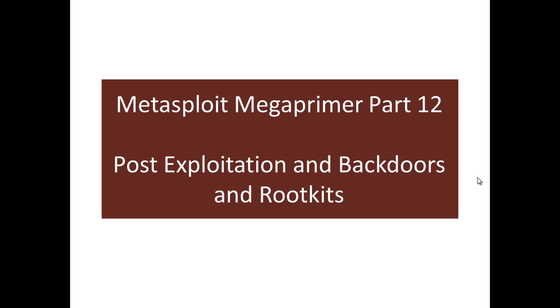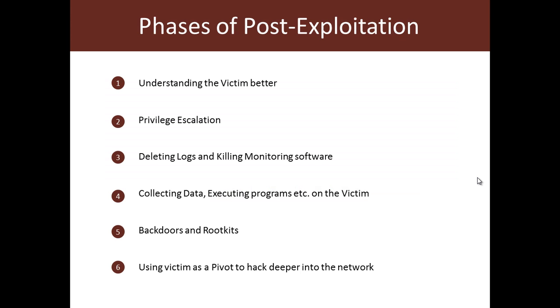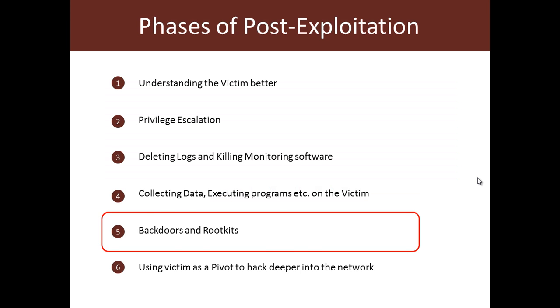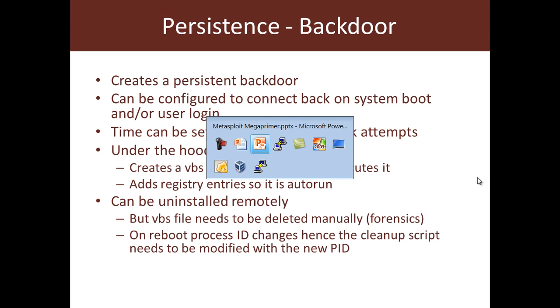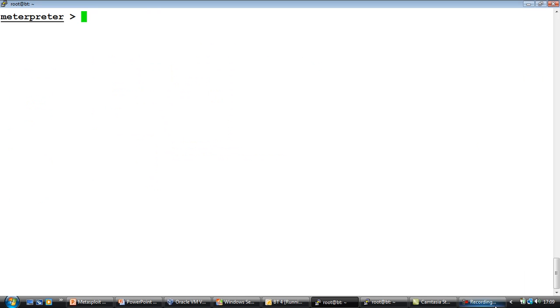In this video, we will look at how to install backdoors and also understand about rootkits in the post-exploitation phase. The first backdoor which we look at, which ships with Metasploit, is the persistence Meterpreter script. So what does this persistence Meterpreter script do? Well, to begin with, it goes ahead and installs a backdoor which will actually use a reverse connect to connect back to the attacker's machine. Let's look at a demonstration to understand this better.